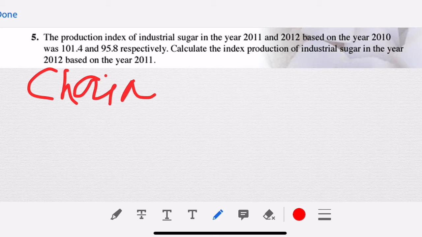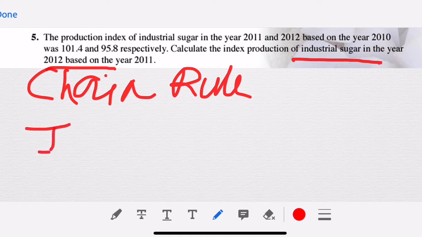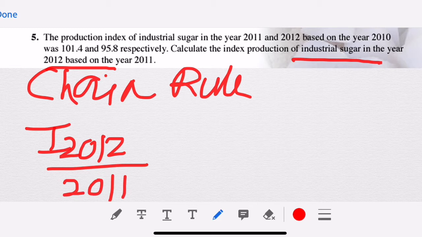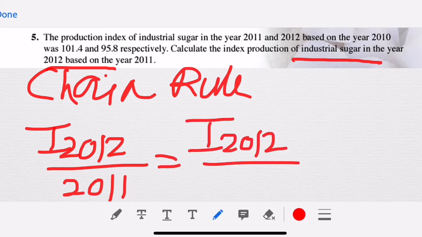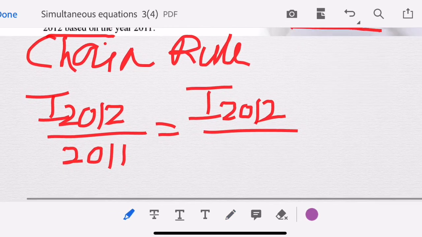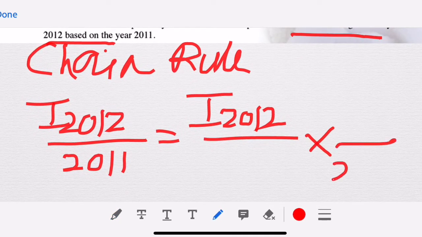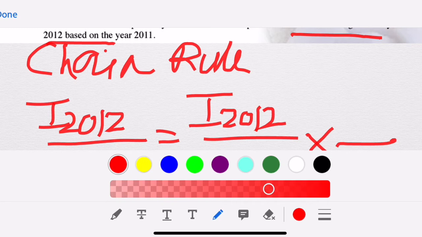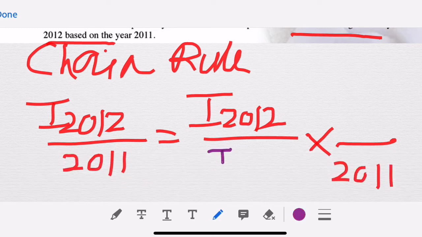Chain rule. So how to use the chain rule is I am going to start from what they ask. 2012 based on 2011. So I will write I2012 over, okay, I just print out like this, you see or not? This is actually quite easy, you know. I like this method very much also. So of course we have another year, right, which is 2010. So the 2010 we will plug here. That is called chain rule.